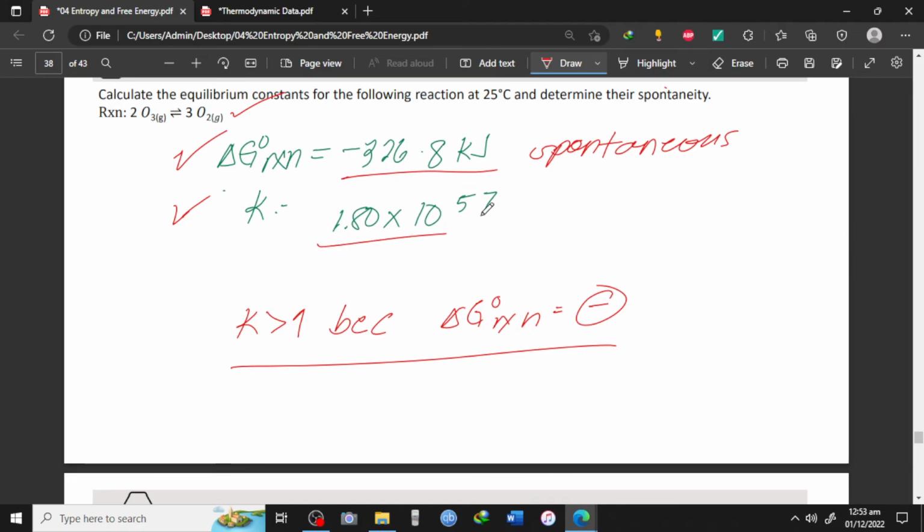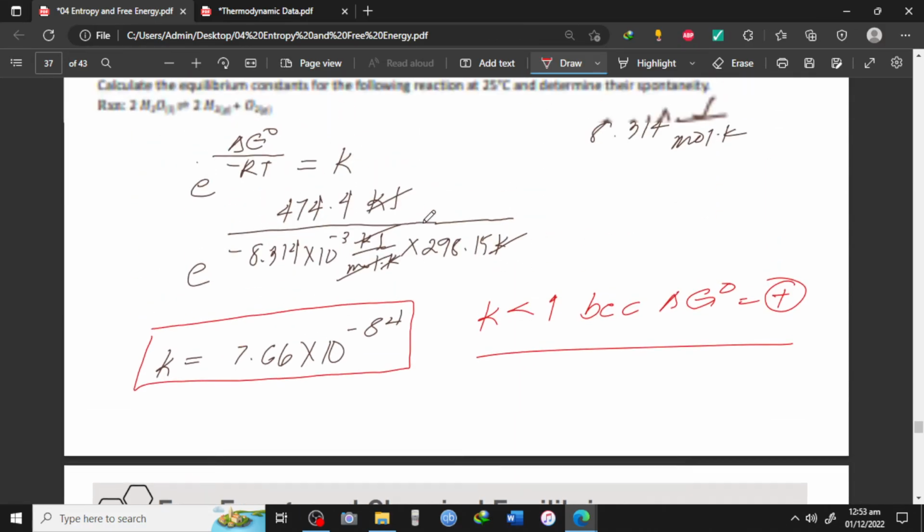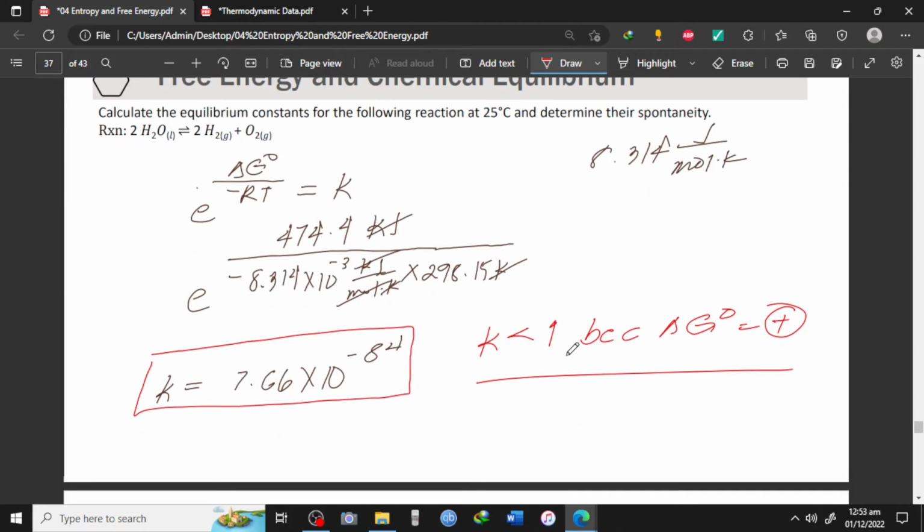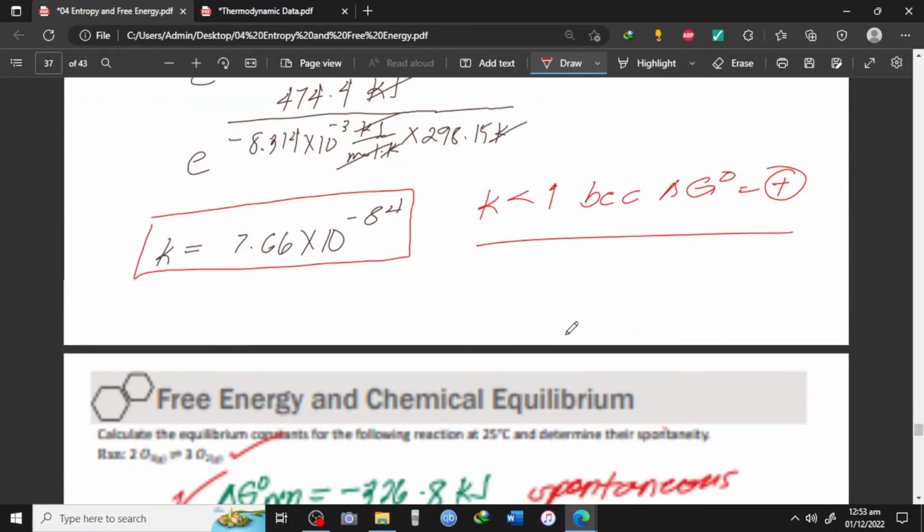So, try solving this one. Okay? For your reference, gawin nyo lang yung ginawa natin dito sa taas. Makukuha nyo yung sagot. Okay?